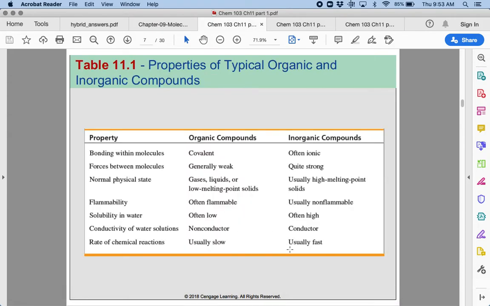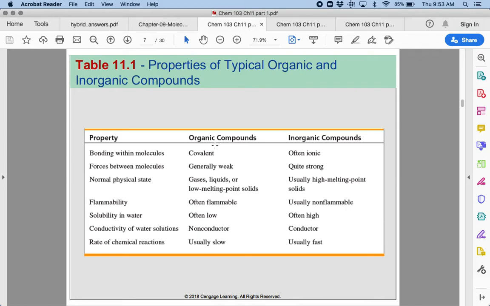So we have just some general properties of the differences between organic compounds and inorganic compounds. And you may look at this and go, yeah, some of these seem very obvious. So something like wood or paper is an organic compound. Something like table salt or steel is an inorganic compound. So if we take those two examples, we can go through and look at each of these.